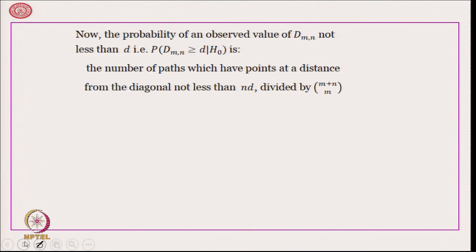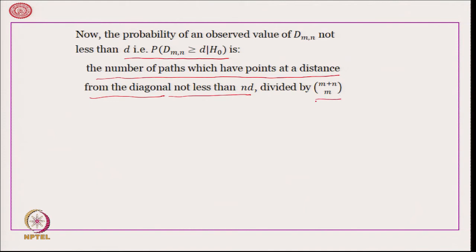Now, under H naught, each of the corresponding paths is equally likely. Therefore, the probability of an observed value of d_mn not less than d, that is probability d_mn greater than or equal to d under H naught, is the number of paths which have points at a distance from the diagonal not less than n d, divided by (m+n) C m.